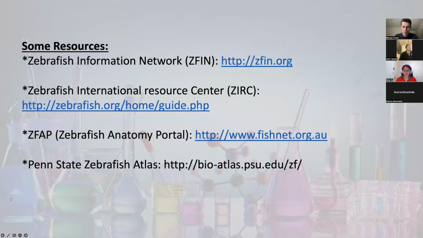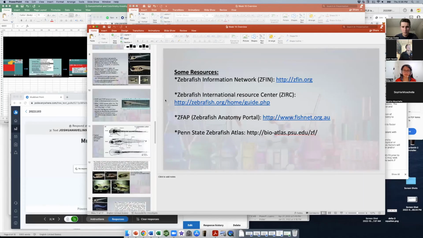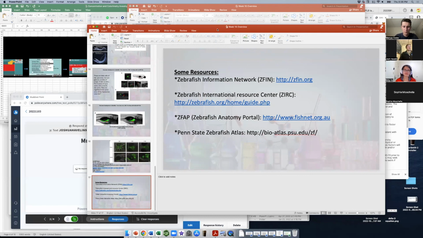And then some extra resources for you guys. The Zebrafish Information Network, Zebrafish International Resource Center, Zebrafish Anatomy Portal, and the Penn State Zebrafish Atlas. So if anyone wanted to look up more information about zebrafish anatomy, or find other information on normal versus not normal and scoring systems.